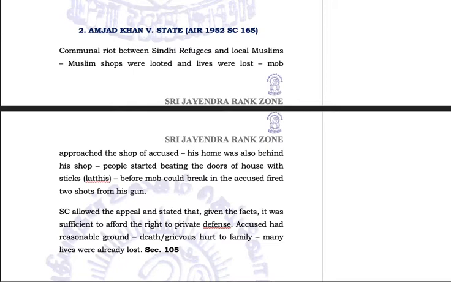The Supreme Court said that if we view all this in the background, that communal riots were there, so many Muslims had already been killed, and Amjad Khan, being Muslim, had a mob approaching his house with lathis, where he and his family were living, then there is definitely an imminent threat of loss of life to him and his family. In that situation, if Amjad Khan shot people dead, then he has committed no offense at all. So the Supreme Court acquitted Amjad Khan.